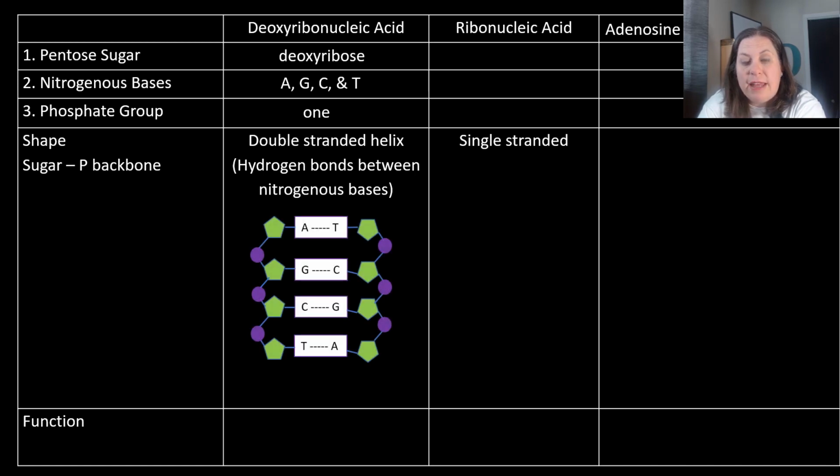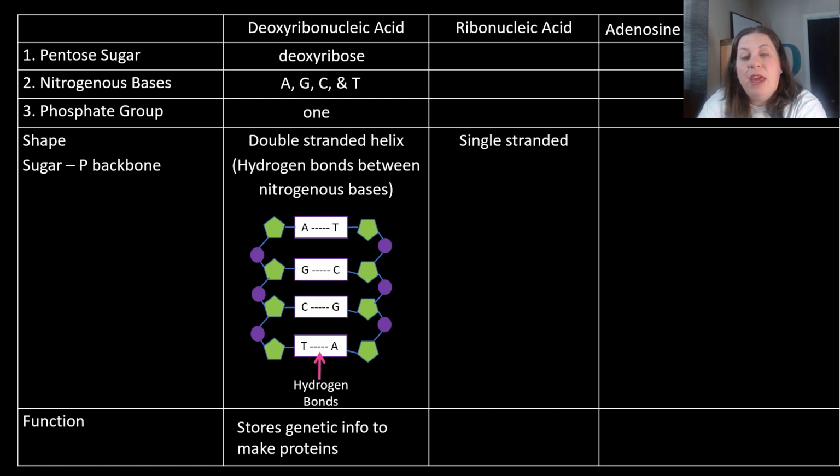We have two strands that are bonded together in the middle with hydrogen bonds. These hydrogen bonds are between molecules like adenine and thymine, so A and T, or guanine and cytosine, G and C. Now, the purpose of DNA is it's going to store your genetic information, and this genetic information is going to act as the code to help you build proteins.